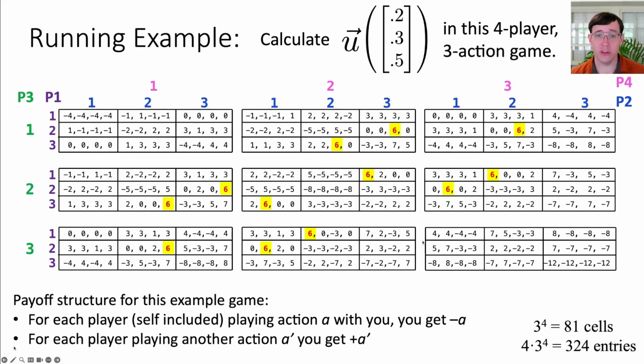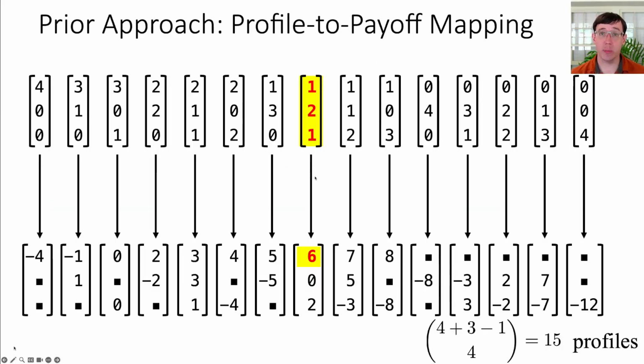One thing to note about this game is that the payoff value 6 occurs 12 different times, but all of those correspond to the same symmetric profile. And so if we switch to a profile-based representation, we'll have only one instance of the payoff 6, corresponding to the profile where one player chooses the first action, 2 players choose the second action, and 1 player chooses the third action. And in that profile, the player choosing the first action gets a payoff of 6.